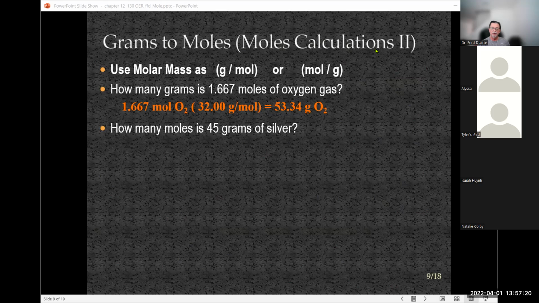Okay, we have here: how many moles is 45 grams of silver? So you went to the lab, you weighed out 45 grams of silver. I think the atomic weight of silver is 107.87 grams per mole. No, I don't have all atomic weights memorized.